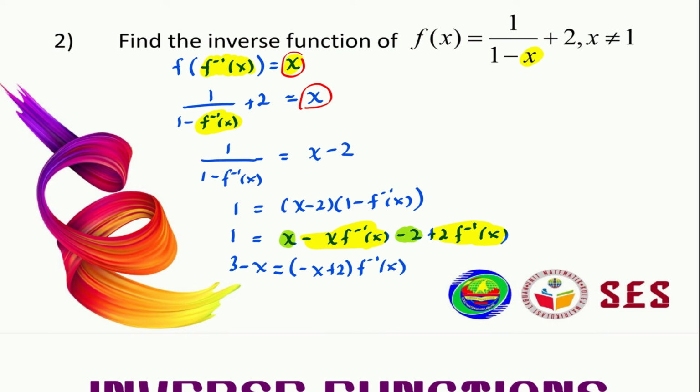Our aim is to make this f inverse the subject, so we need to move this one to the left hand side, so it will be divided there. So it is (3 minus x) over (negative x plus 2) equals f inverse. Okay, so that will be the answer. Or we can write this as f inverse(x) equals (3 minus x) over (2 minus x), if you want to rearrange that denominator.